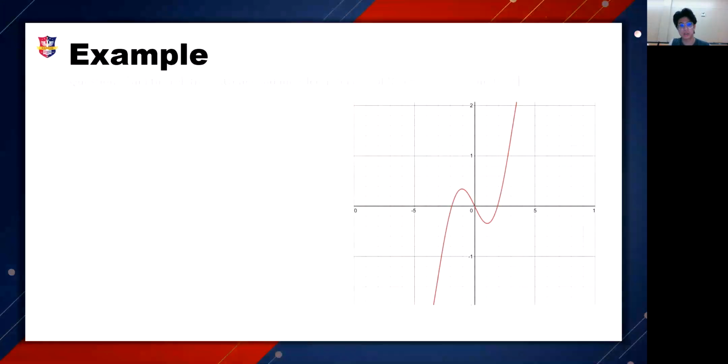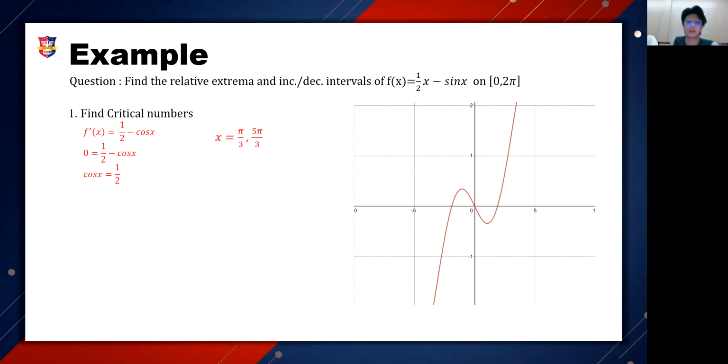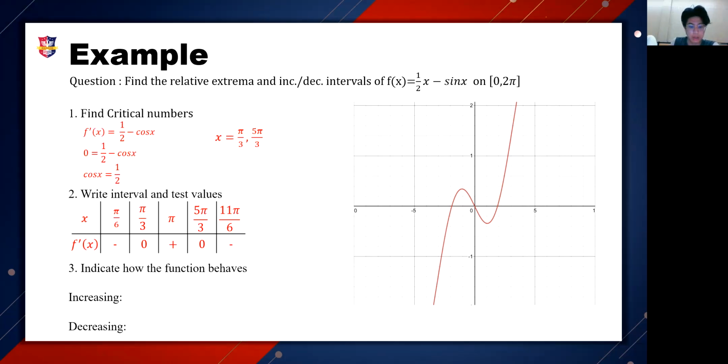Okay, so this is an example question. Find the relative extrema and the increasing or decreasing intervals of f(x) = (1/2)x - sin x on the open interval (0, 2π). The first step is to find the critical numbers. Going through some basic calculations, we get x = π/3 and 5π/3. Then write the intervals and test values. We just plug those critical numbers into the chart.